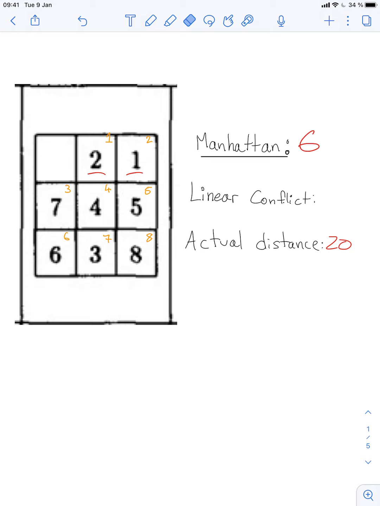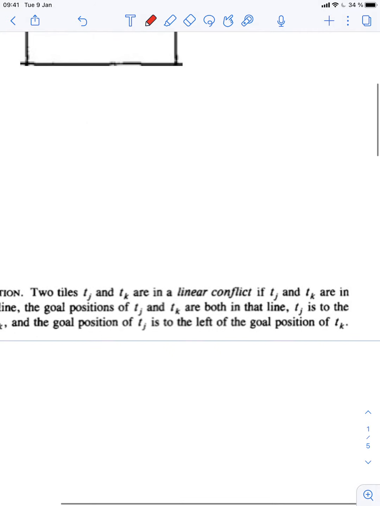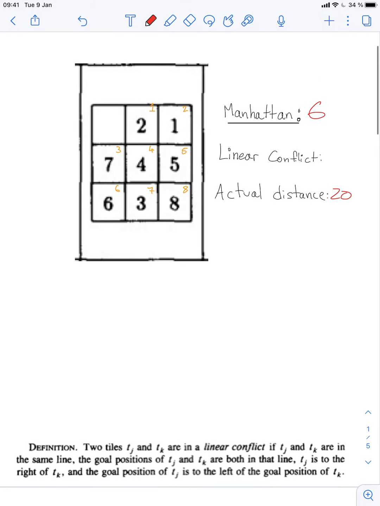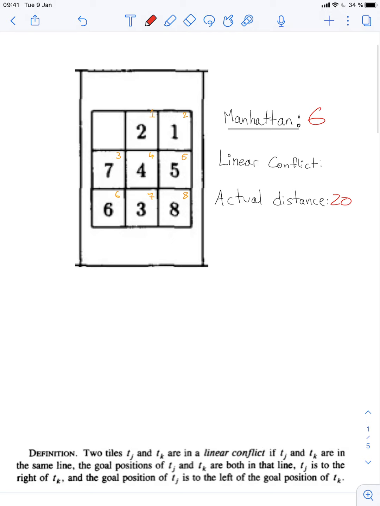So let's look at the definition of the linear conflict to understand it a little bit better. So the definition says, two tiles, Tj and Tk, are in a linear conflict if Tj and Tk are in the same line. The goal positions of Tj and Tk are both in that line. Tj is to the right of Tk, and the goal position of Tj is to the left of the goal position of Tk. Well, that's a mouthful, right? Let's try to analyze it a little bit better to understand it clearly.